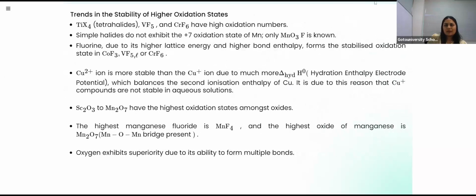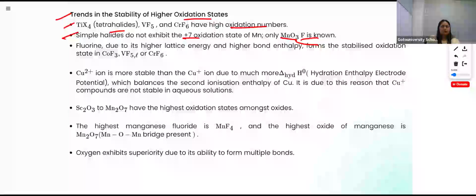Right. Now, trends of stability of higher oxidation state. Here we have already discussed that the transition elements exhibit a variety of oxidation states. For some we have discussed, like for tetrahalides, for VF5 and CrF6, they have high oxidation numbers. Simple halides do not exhibit +7, only MnO3F is known. Fluorine, due to its higher lattice energy and high bond enthalpy, forms stable oxidation states. Copper 2 positive is more stable, right?